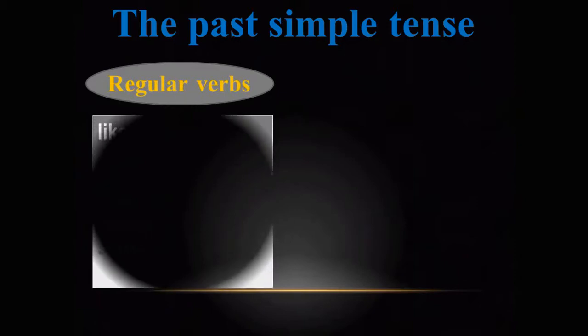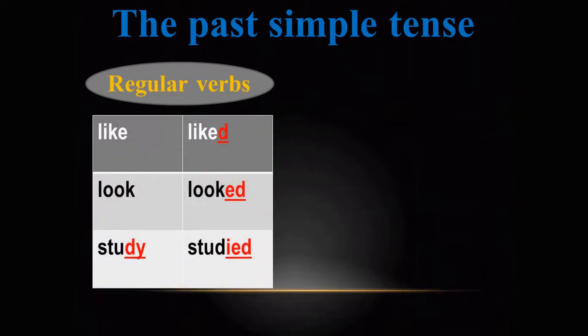For example, we have the verb like. In the past it became liked. We added d because it ends with e. Then we have the verb look, which became looked in the past. We added ed. This is the main rule, to add ed to the verb. And the verb look doesn't end with e.